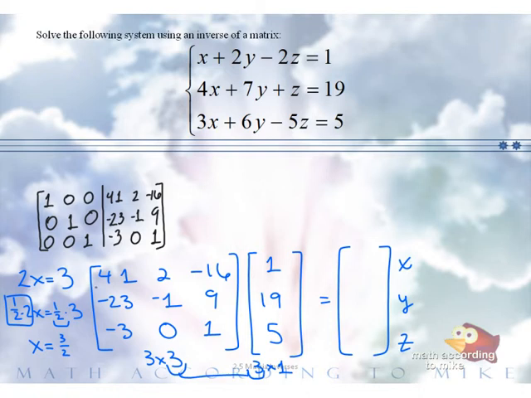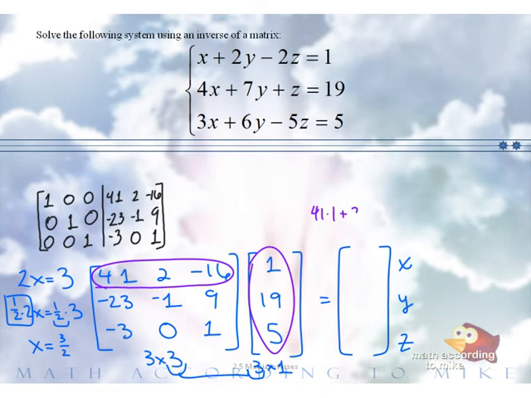So you'll take this row and multiply it by this column, just like we did a couple times already today. So you'll say 41 times 1 plus 2 times 19. So I don't know what this answer is, even though I do, because I have the answer right here. I got -1.